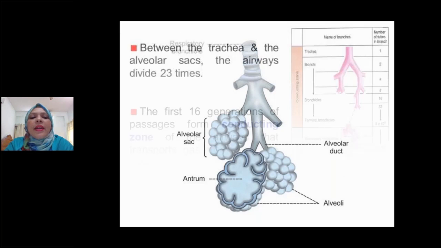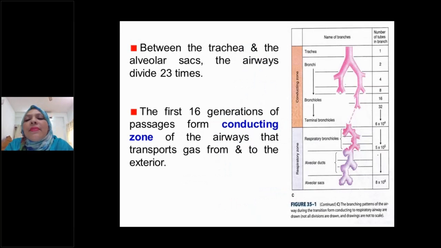Now, see here, I have already mentioned that physiologically we can divide the respiratory passage into 2 zones, conducting zone and respiratory zone. From the trachea to the alveolar sac, that is up to the alveoli, there is division. Between the trachea and the alveolar sacs, the airway divides 23 times. I have taken this figure from Ganong, 35-1.